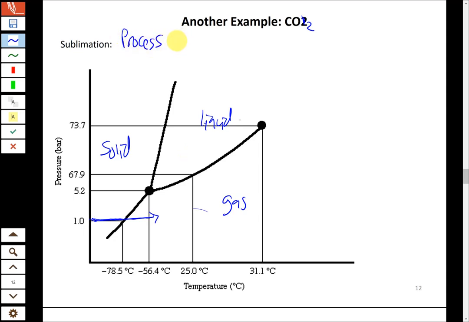And you've probably seen dry ice before, so dry ice is just solid carbon dioxide. So when you have solid carbon dioxide, which we call dry ice, if you let it warm up, it doesn't turn into a liquid, it just goes straight into the gas phase carbon dioxide. And so that process of converting straight from solid to gas is called sublimation.